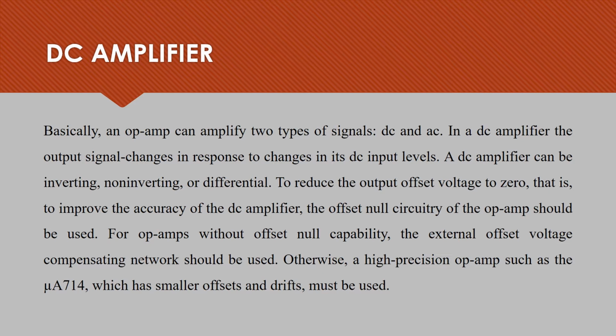To reduce the output offset voltage to 0, that is to improve the accuracy of the DC amplifier, the offset null circuitry of the op amp should be used. For op amps without null offset capability, the external output voltage compensating network should be used. Otherwise, a high precision op amp such as μA714, which has smaller offsets and drifts, must be used.